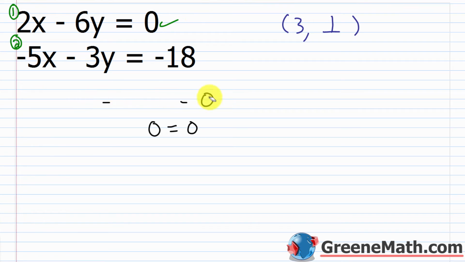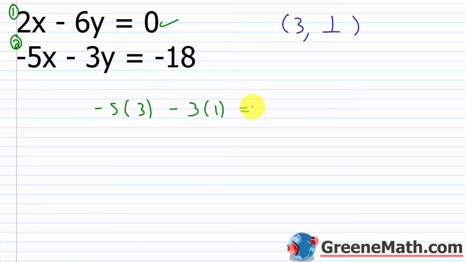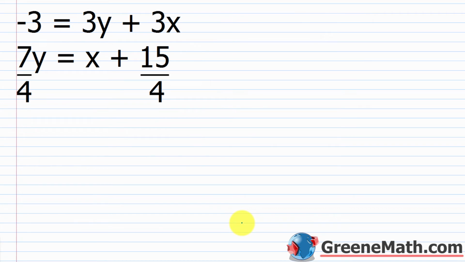In the second equation, equation 2, you would have negative 5 times x, again, x is 3, minus 3 times y, which is 1. This should equal negative 18. Negative 5 times 3 is negative 15. Negative 3 times 1 is negative 3. So negative 15 minus 3 should equal negative 18. And again, it does. You get negative 18 equals negative 18. So it works out here as well. So our solution here is the ordered pair 3, 1, where again, an x value of 3, a y value of 1. All right, let's take a look at another example.